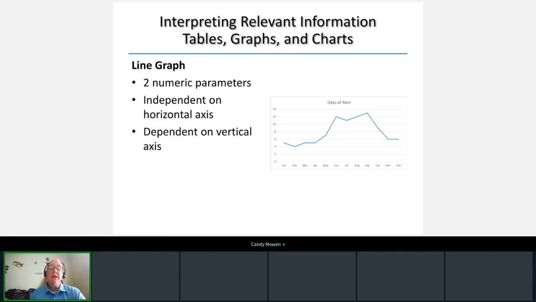The number of days of rain. Graphs have a title. They have an x-axis, or horizontal, and a vertical axis. Here we have the number of months labeled on our horizontal and the days of rain on our vertical. I can tell you I'm not a fan of a line graph. It's really hard to read sometimes unless you have different points set.